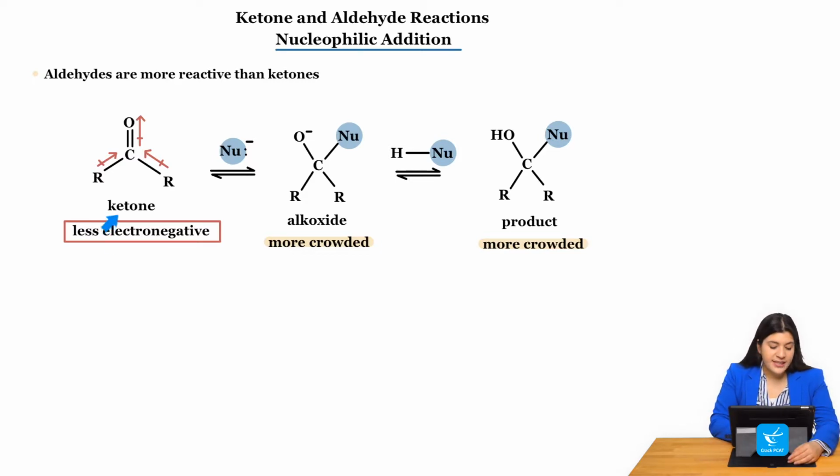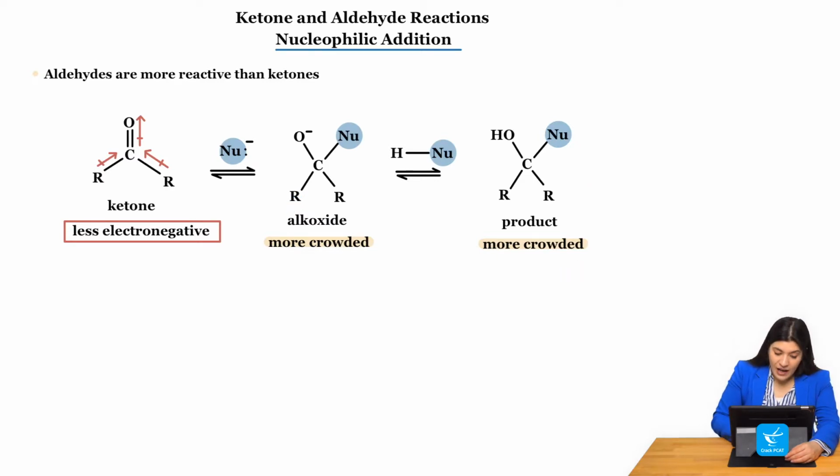So let's just look at this ketone. We see that this oxygen is the most electronegative atom. However, since we have multiple R groups or alkyl groups, I know that this is going to make it a bit less electronegative. And then if we were to do nucleophilic addition here, this is going to be more crowded on our alkoxide ion because there are multiple R groups in this case. And then, of course, our product, once again, would be more crowded.